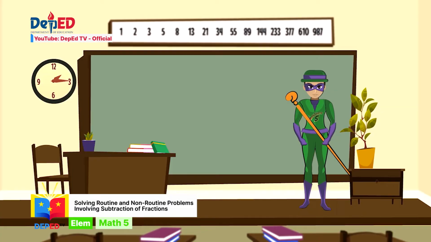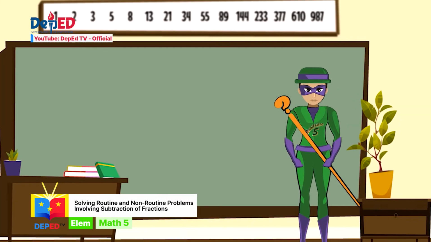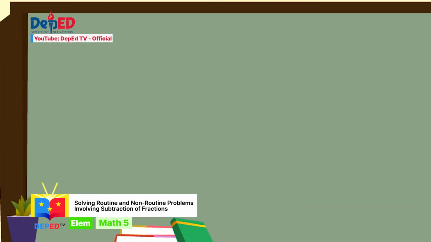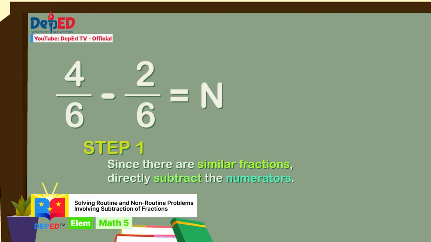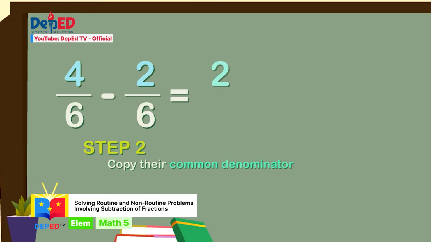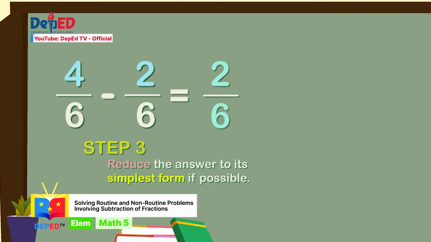Hello, math heroes. Let's have a drill. Answer this by subtracting the fractions. 4/6 minus 2/6 equals n. Step 1. Since there are similar fractions, directly subtract the numerators. 4 minus 2 equals 2. Step 2. Copy their common denominator, which is 6. Step 3. Reduce the answer to its simplest form if possible. Divide the numerator and denominator by their GCF, which is 2.